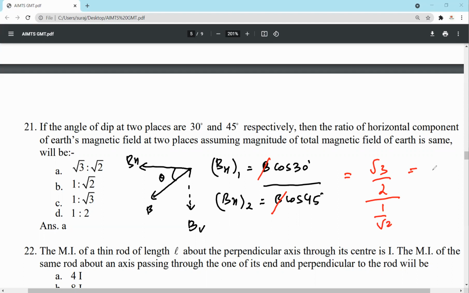So this becomes cos 30, right? Yes. This becomes root 3 by root 2. The 2 will go, root 2 will cancel. Option A is correct. Coming to question number 22.